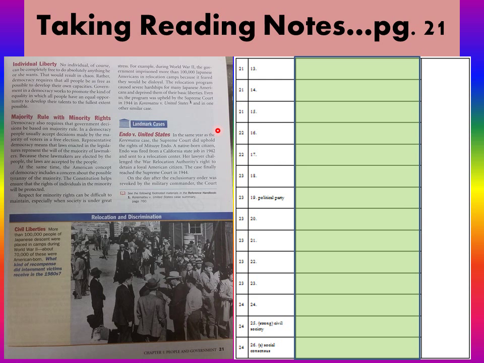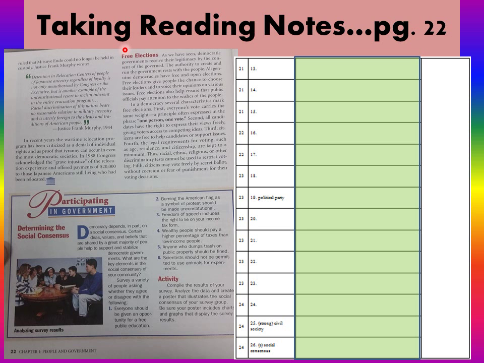In the same year as the Korematsu case, the Supreme Court did uphold the rights of Mitsuye Endo. A native-born citizen, Endo was fired from a California state job in 1942 and sent to a relocation center. Her lawyer challenged the War Relocation Authority's right to detain a loyal American citizen. The case finally reached the Supreme Court in 1944. On the day after the exclusionary order was revoked by the military commander, the court ruled that Mitsuye Endo could no longer be held in custody.